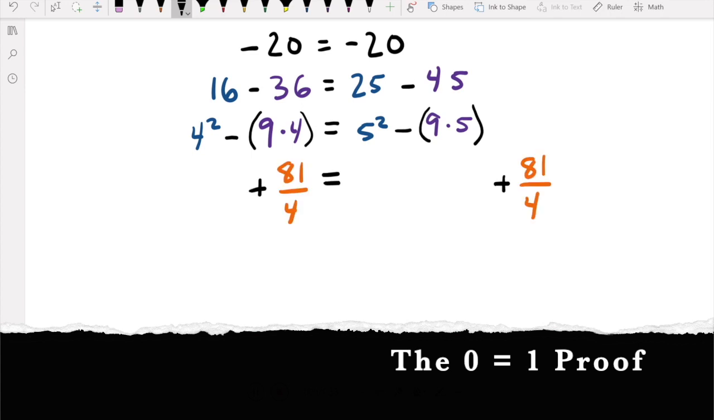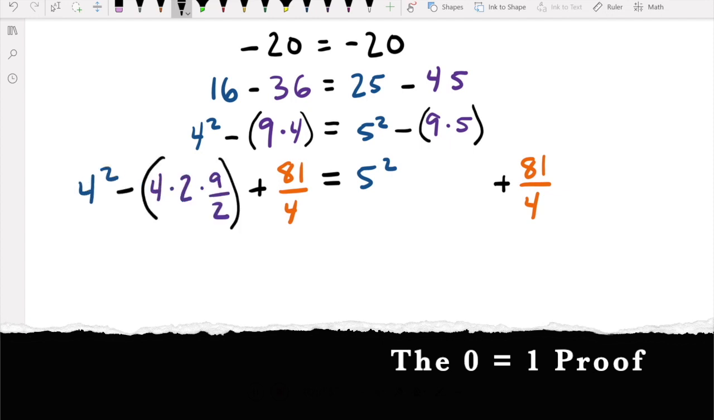Now, it's a fundamental rule here that if you add a number that is equal to itself on both sides of an equation, it is still equal, right? The scale is still balanced. We're adding the same number on both sides. And then we're going to write the 4 squared the same. So I write 4 squared and 5 squared. And the 9 times 4 and the 9 times 5, we're going to change slightly.